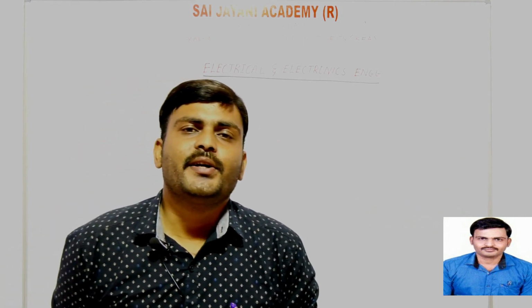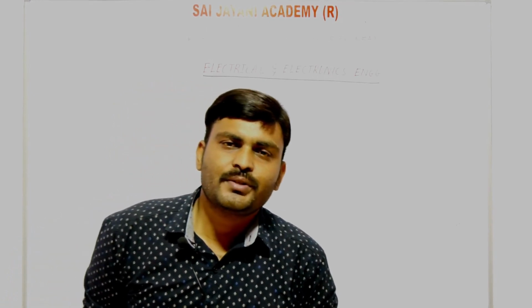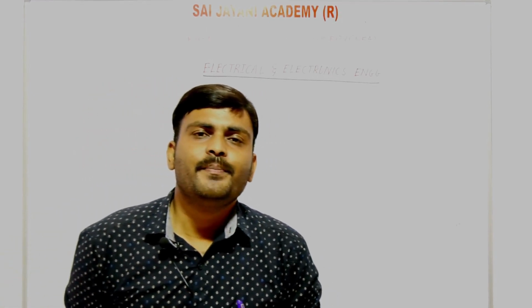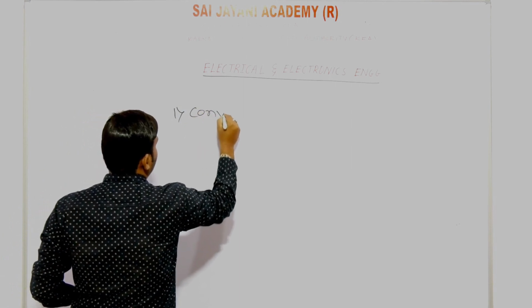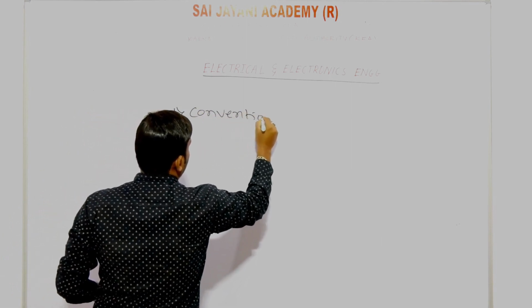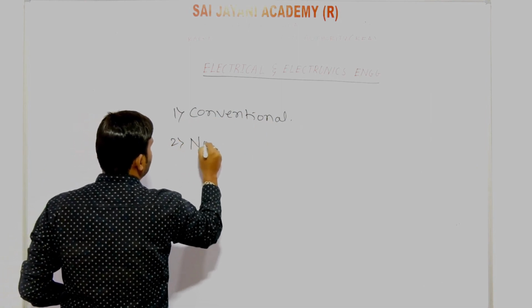So today let us study about basics of electrical and electronics engineering. Electrical energy is also one form of energy. We have many sources of electrical energy, conventional and non-conventional energy sources. So we have conventional energy sources, non-conventional energy sources.